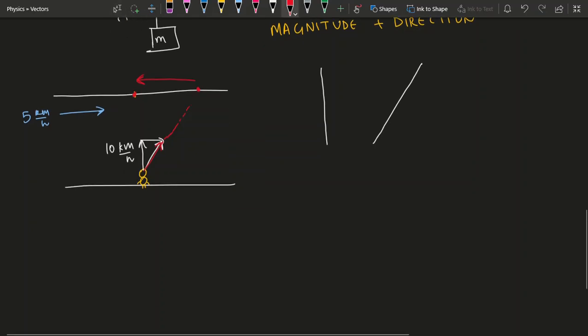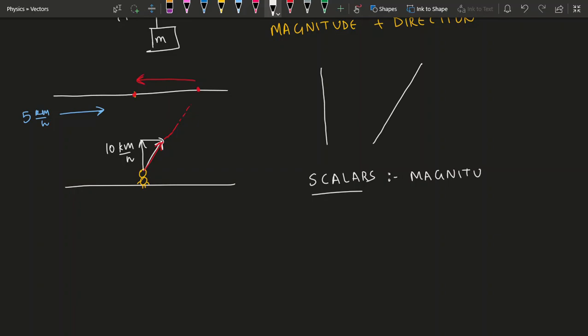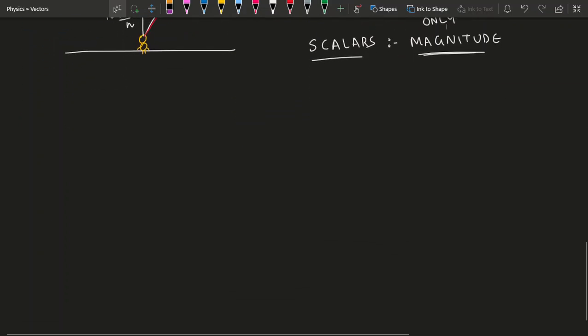But for now, we now know what a vector is. A vector is any physical quantity that requires magnitude and direction to describe it. And the other thing that only requires magnitude are called scalars. Scalars require only magnitude. They don't require direction. So let's take an example of a scalar. A perfect example of a scalar will be distance.